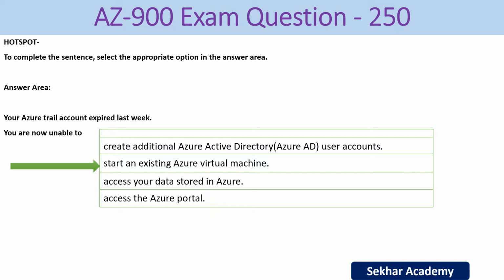A stopped or deallocated virtual machine is offline, not mounted on an Azure host server. Starting a virtual machine mounts it on a host server before the virtual machine starts. As soon as the virtual machine is mounted, it becomes chargeable. For this reason, you are unable to start a virtual machine after your Azure trial account has expired.